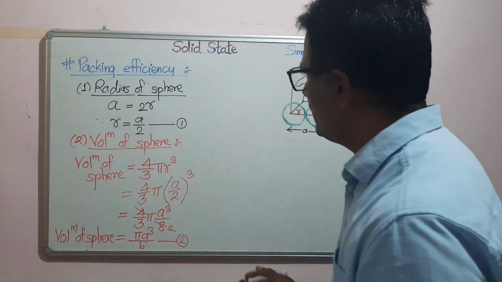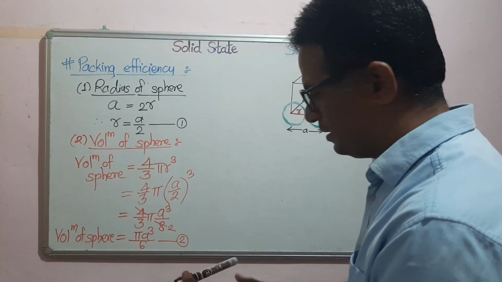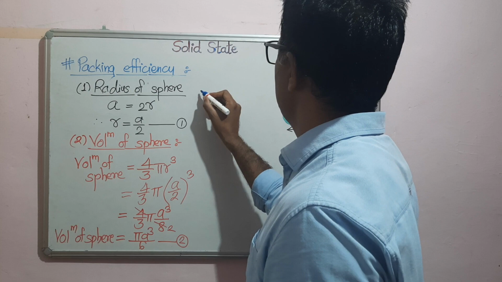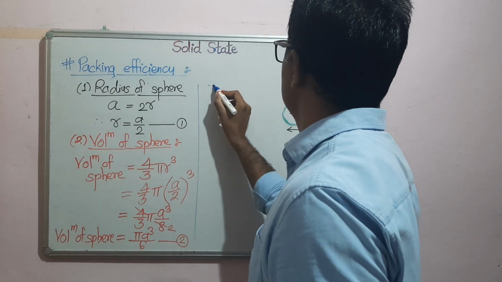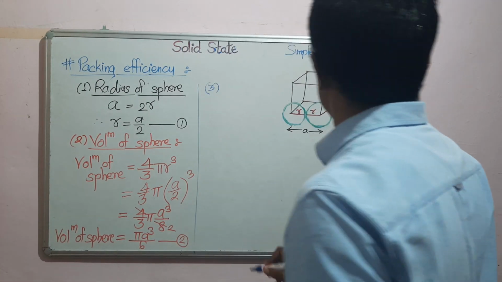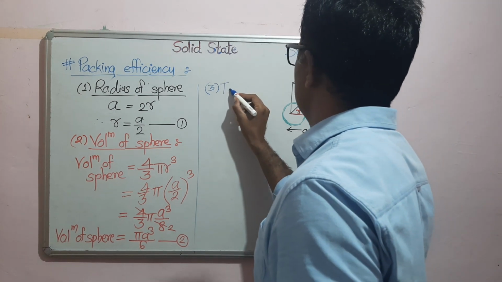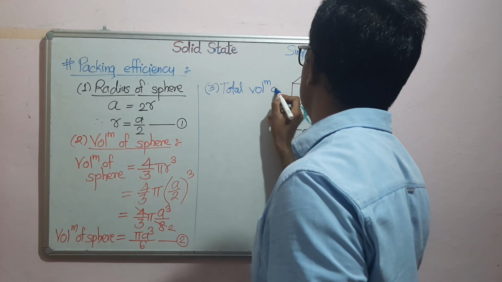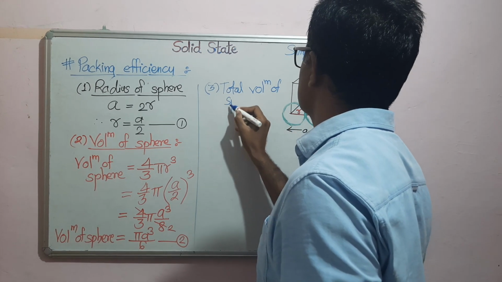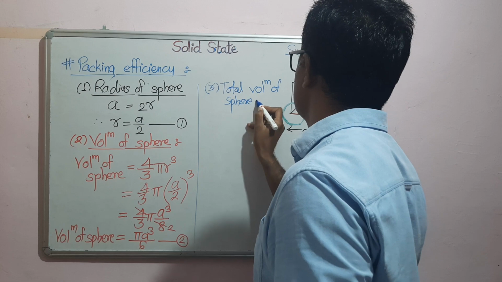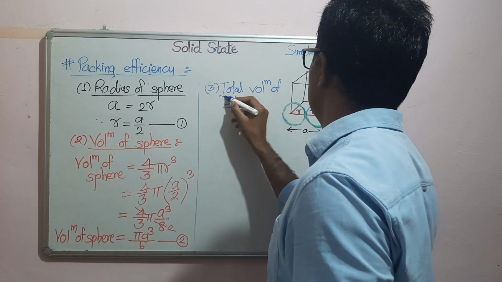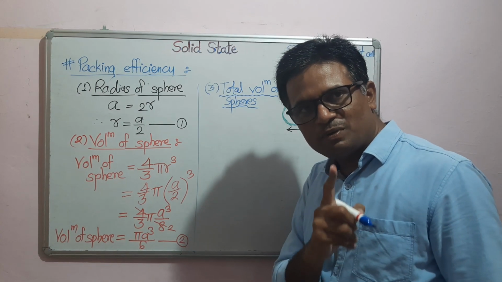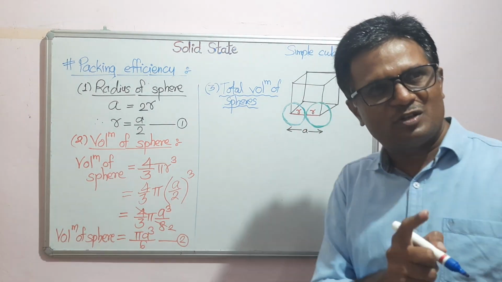Then the third point, that is the total volume of the spheres. Total volume. So one sphere having volume, remember, in case of simple cubic unit cell only, I am talking about the simple cubic unit cell.